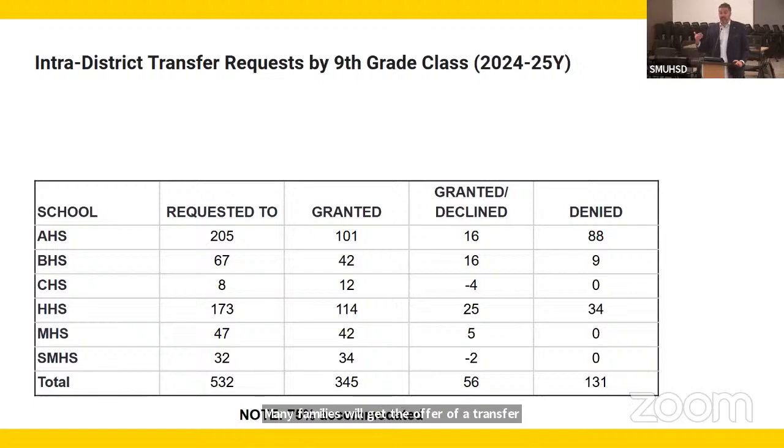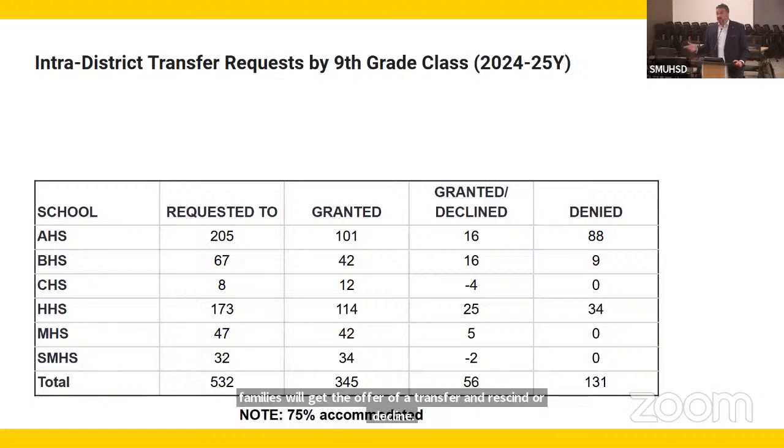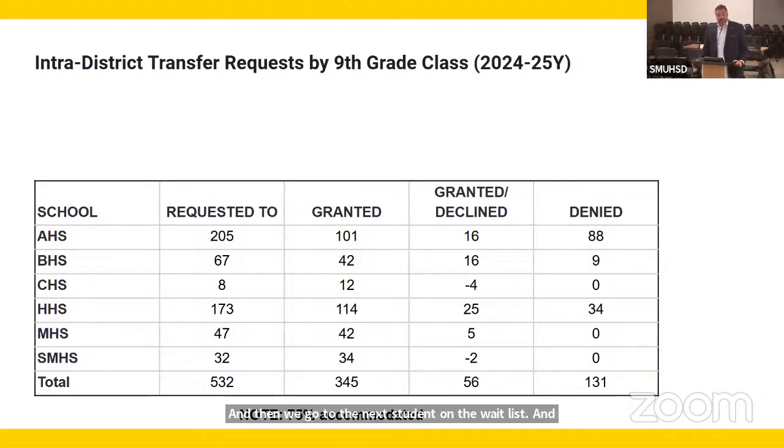And then we go to the next student on the wait list. And so that will happen again in February. We'll do the lottery for the future year. 75% in comparison. Usually that number's been in the 85 to 90% range for us for who we've accommodated.